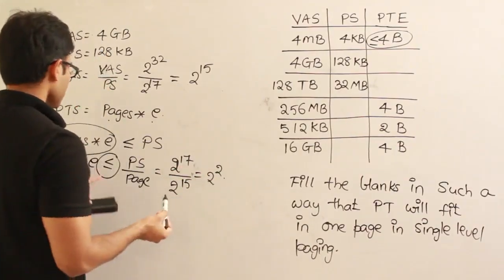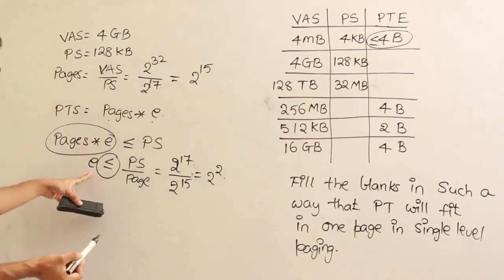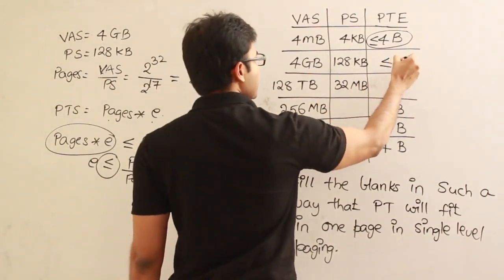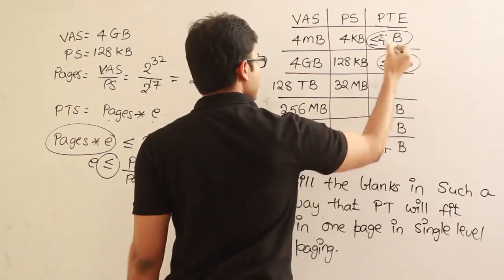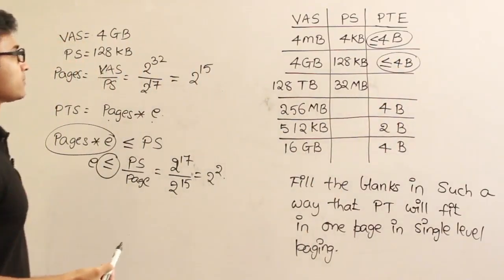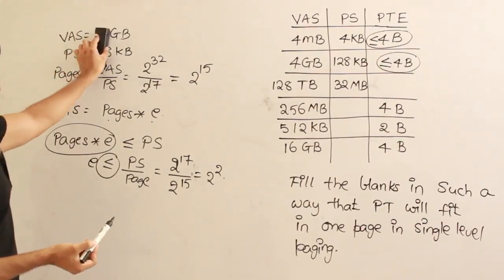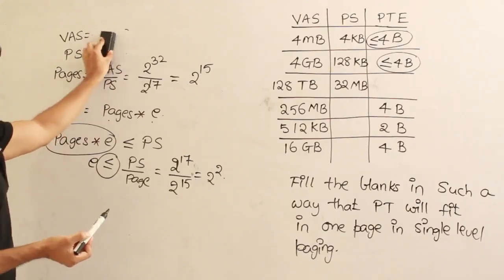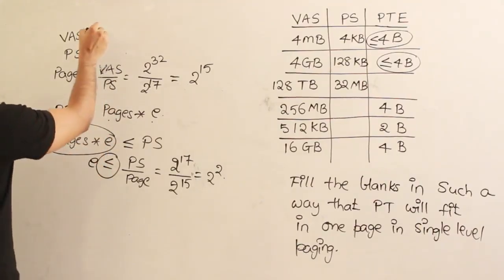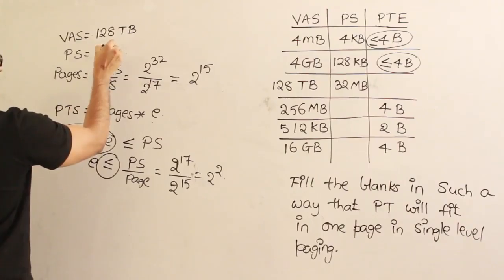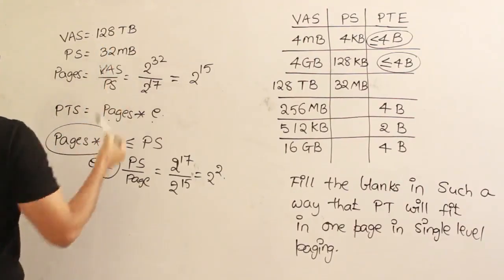Again the same thing. So the entry size should be less than or equal to 4 bytes. Same thing, right? Okay, next one. Next one is also the same kind of question. The virtual address space is 128 terabyte and the page size is 32 MB, right?